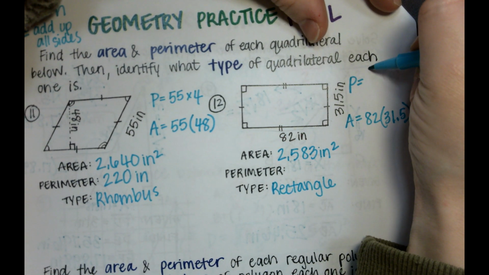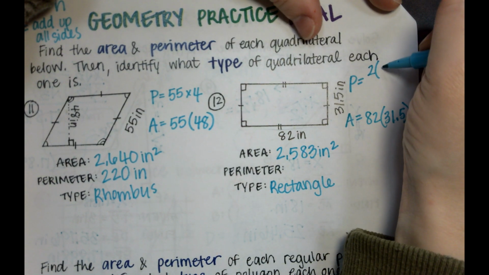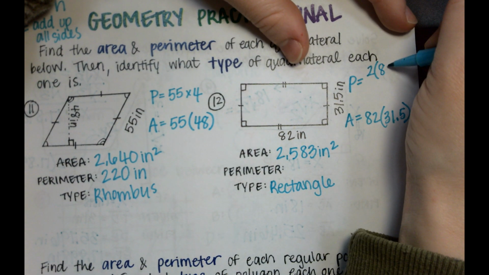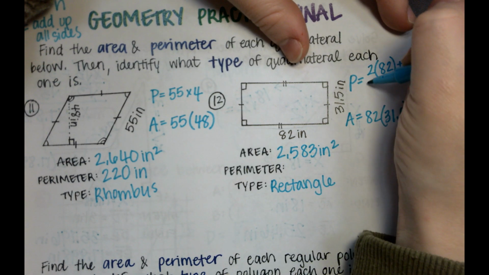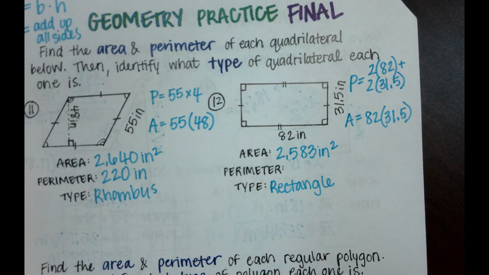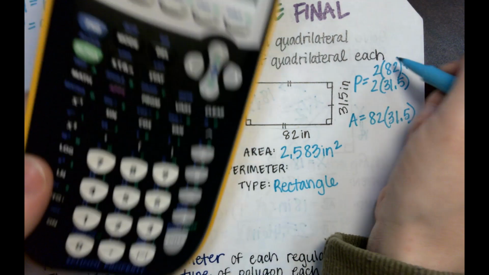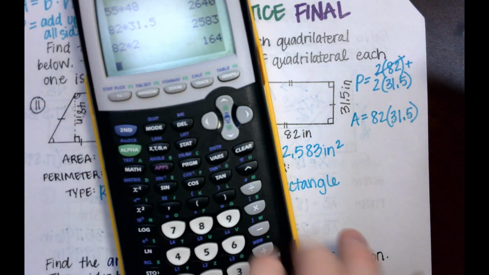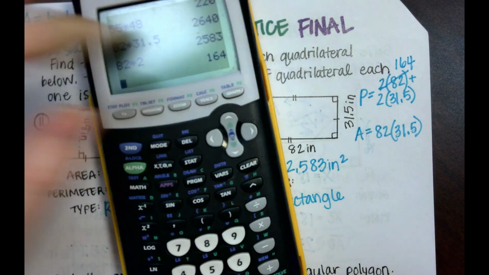We could also do 2 times each number. That's probably going to be the same because it takes less space. Right. So let's do 2 times 82 plus 2 times 31.5. I should have given myself more space for perimeter. Well, this doesn't have a whole bunch of space to begin with. I know. That's why normally we have extra paper with us. Okay, so I got 164 for 82 times 2.